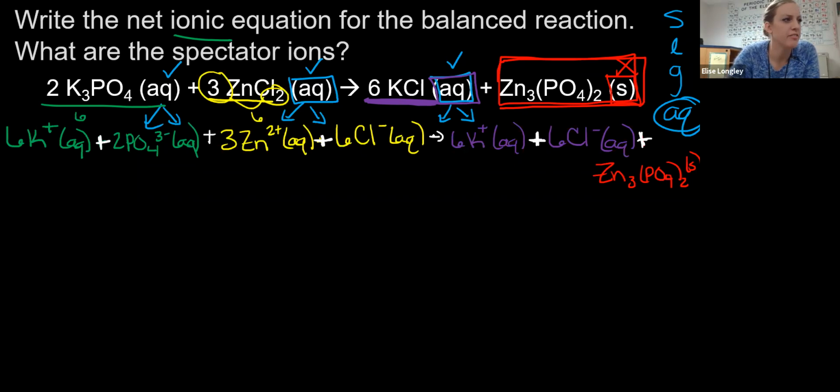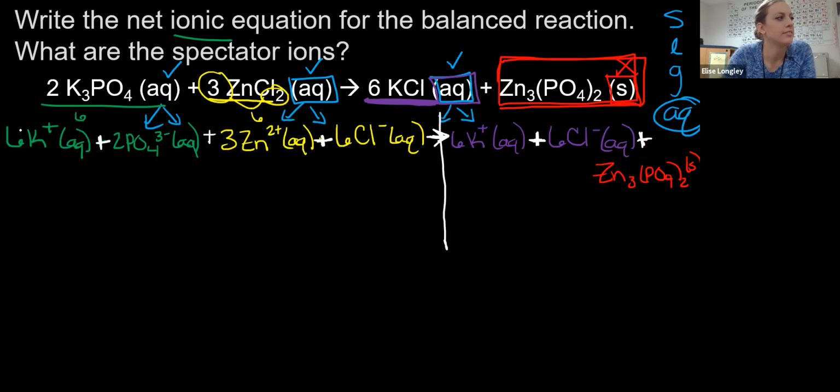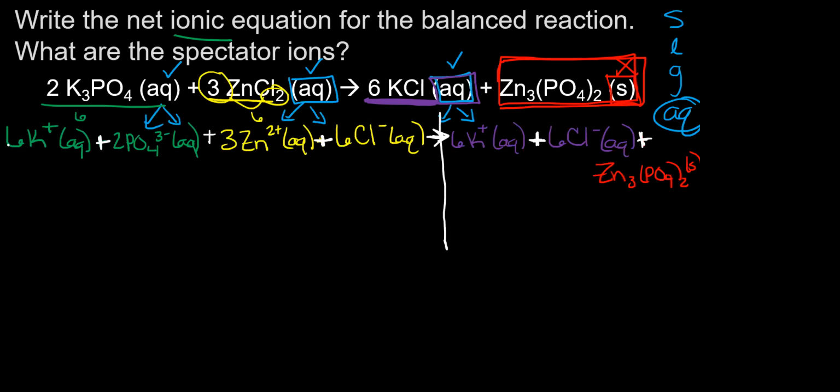Here's my yield arrow, right? So we're looking at things left to right like usual. So we're comparing left to right. What do you think I could cancel out? The 6 potassium. Why do you think I can cancel that out? Because there's one on the reactant side and one on the product side.